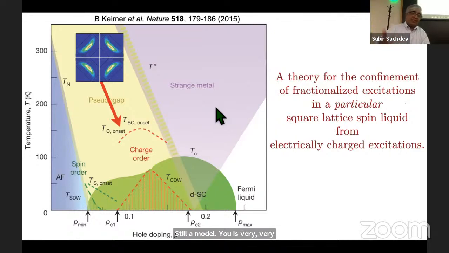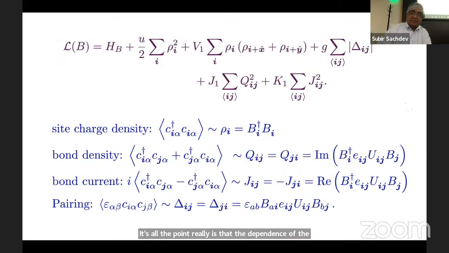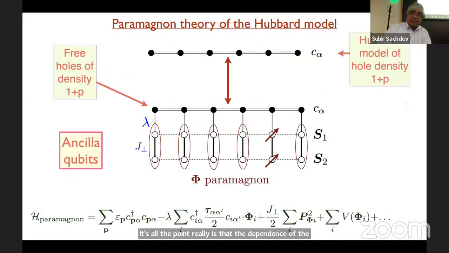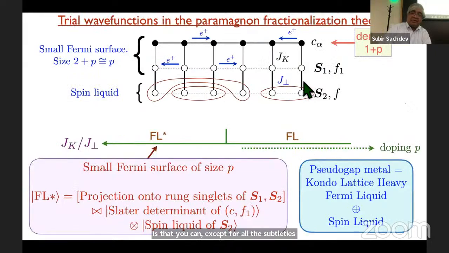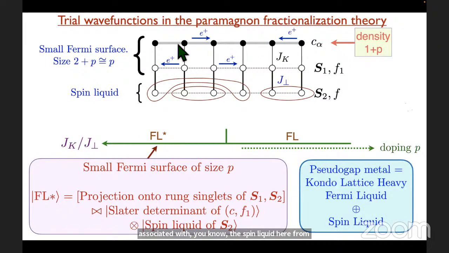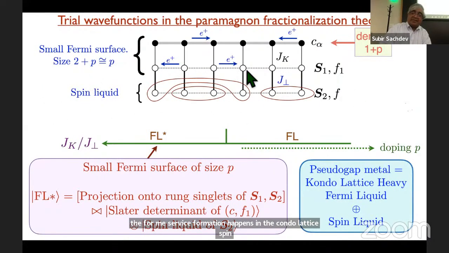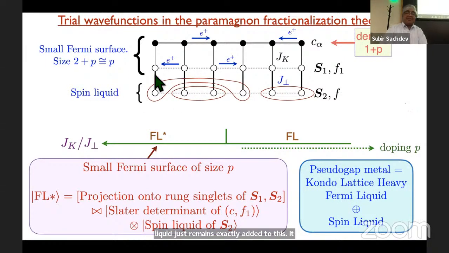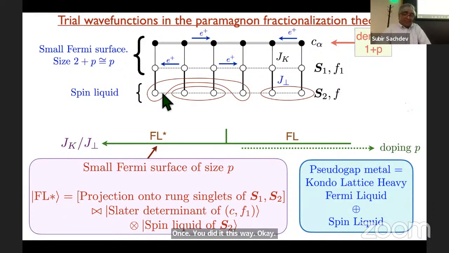We have all the SU2 gauge fields. The point really is that the advantage of the ancilla model is that you can separate all the subtleties associated with the spin liquid from the charge motion and the Fermi surface formation. The Fermi surface formation happens in the Kondo lattice. The spin liquid just remains exactly as it is. It simplified our thinking enormously once we did it this way. My question is asked because you understand. You may not like this way of doing it, but in our final theory for the finite doping, we do not need small U. No, absolutely not. Yeah.